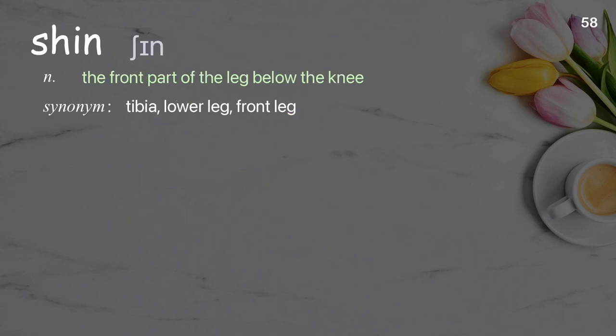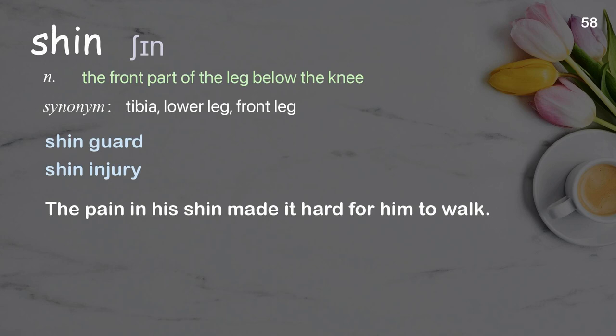Shin. The front part of the leg below the knee. Examples: shin guard, shin injury. The pain in his shin made it hard for him to walk.